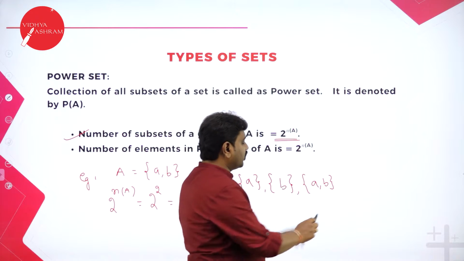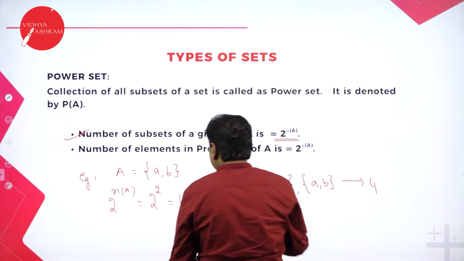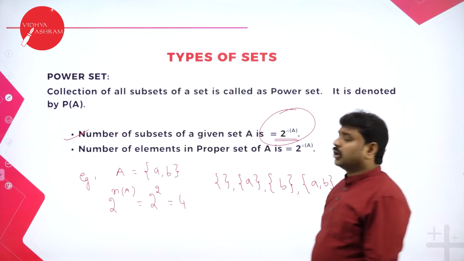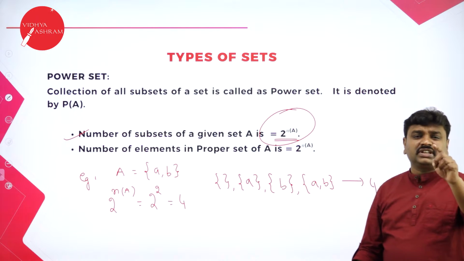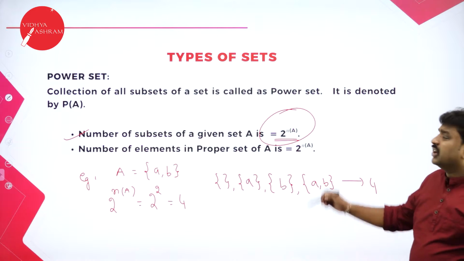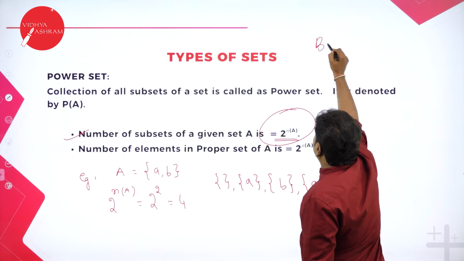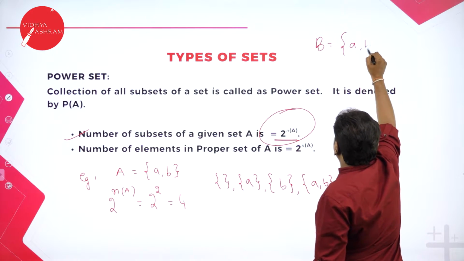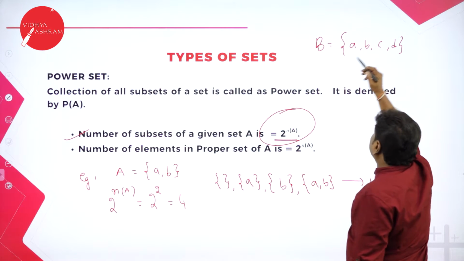1, 2, 3, 4. Exactly 4 subsets we got, using the formula 2 power n of A. How many subsets are possible for a given set? 2 power number of elements in the set. For example, if I give B is equal to {A, B, C, D}, how many subsets are possible?